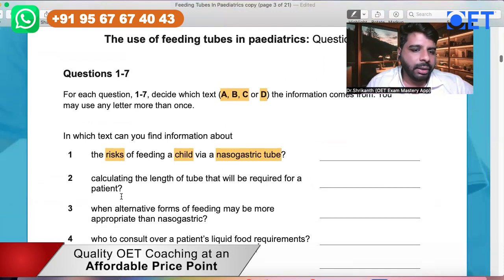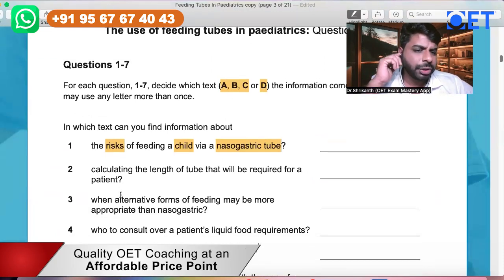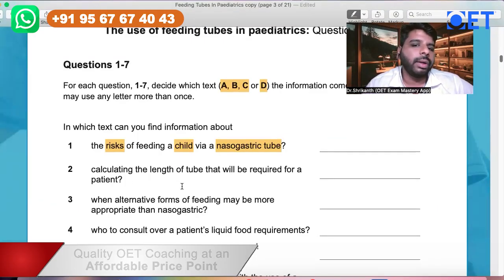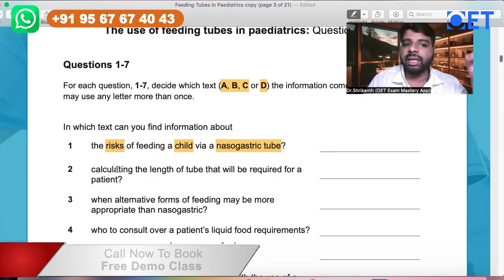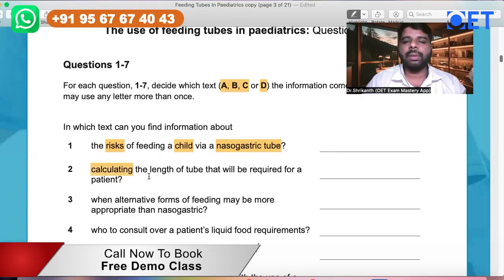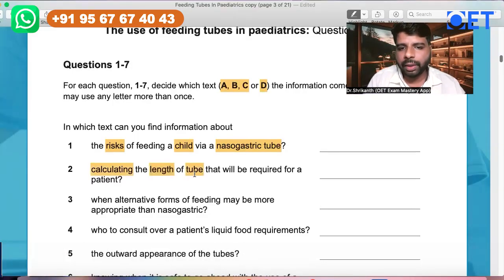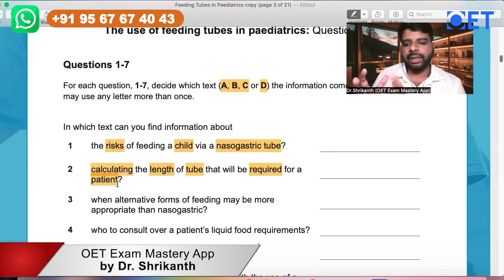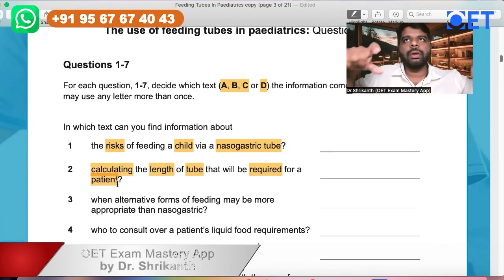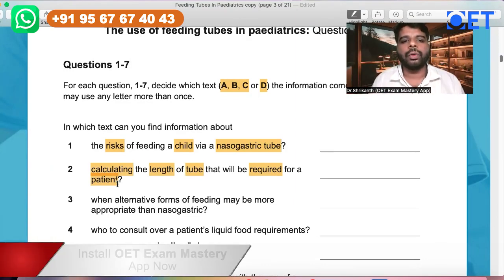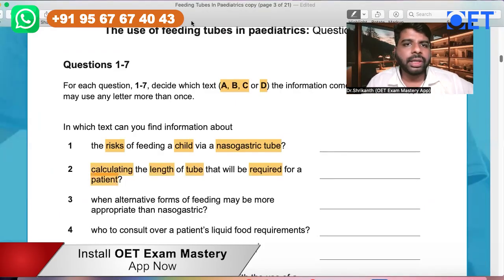Second question over here. Okay, after text A. Now the second question over here is calculating the length of tube that will be required for a patient. Okay, so here what is the keyword over here? Calculating. Okay, so the medical staff must calculate how many centimeters or how many millimeters of length of tube will be required for a patient. So we have a pediatric patient. The pediatric patient needs to be given an NG tube. So for that, first of all, we need to calculate how much length of tube will be required. So where is it going to be, what is your intuition going to say?